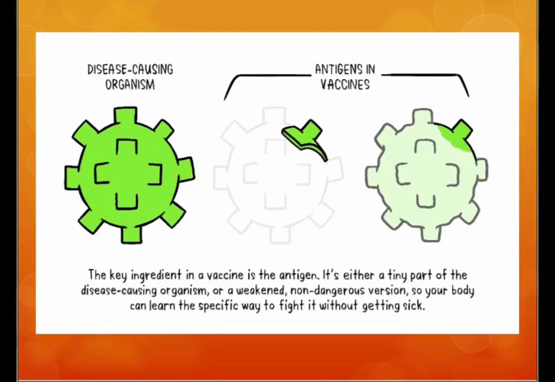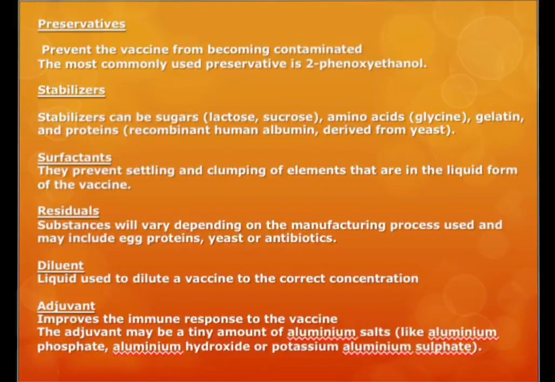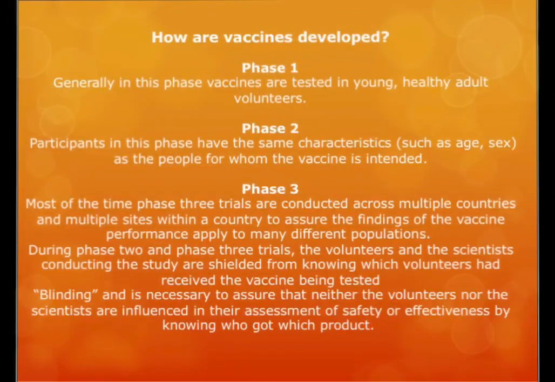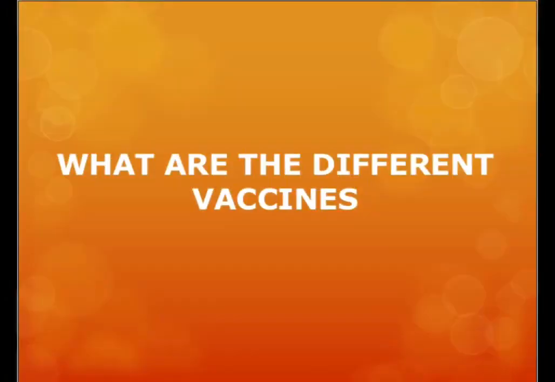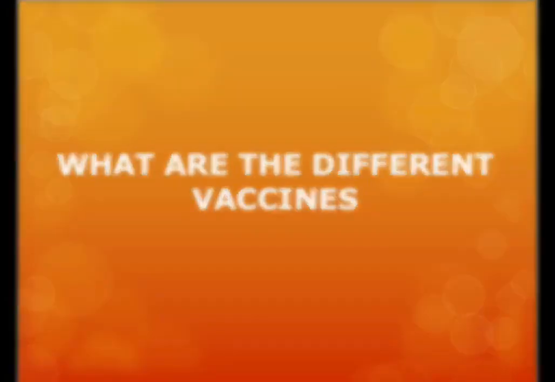It's either a tiny part of disease-causing organism or a weakened, non-dangerous version, so your body can learn the specific way to fight it without getting sick. These are the 7 ingredients used for a vaccine. How are vaccines developed? These are the 3 phases for developing a vaccine. What are the different vaccines?